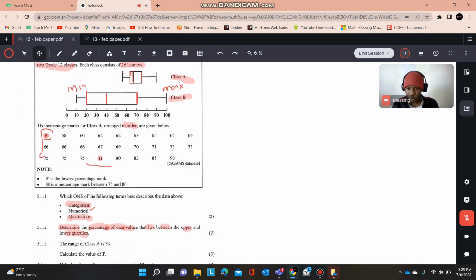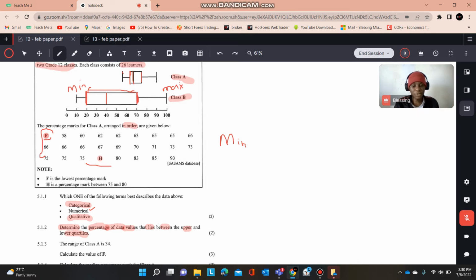So question 5.1.2, we're looking for the percentage of data values that lie between the upper, which is here, and the lower quartile, meaning the data values that lie in this area over here. They didn't tell us for which class. Why? Because this thing is standard. The quartiles divide our data set regardless of which data we're analyzing or representing. Quartiles divide our data set into sections of 25%.